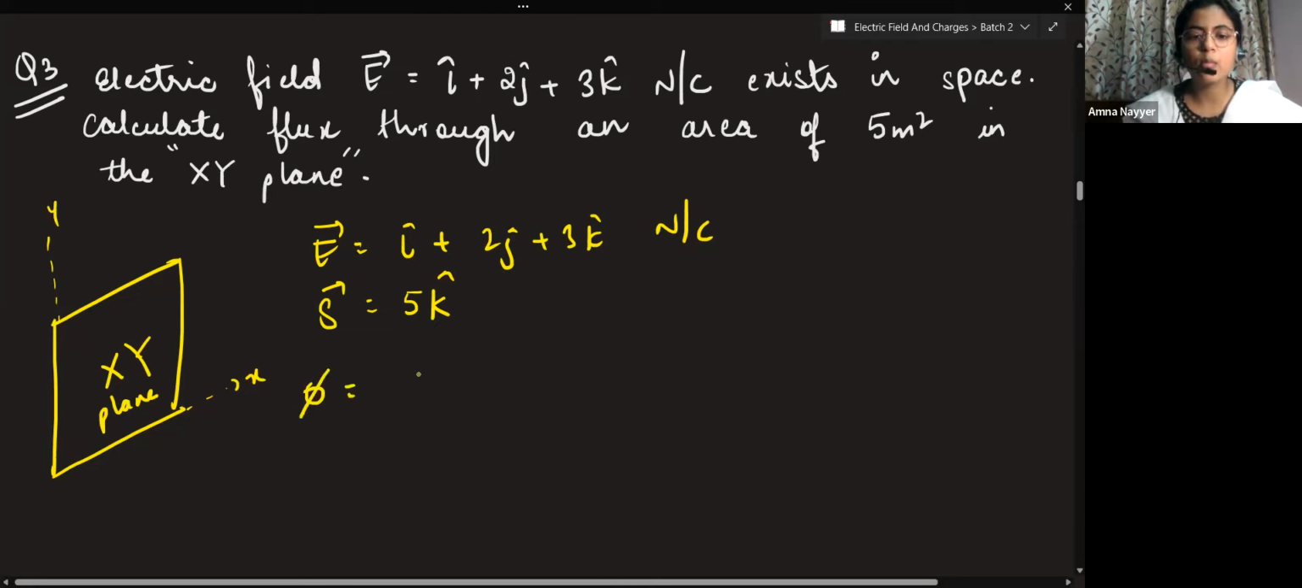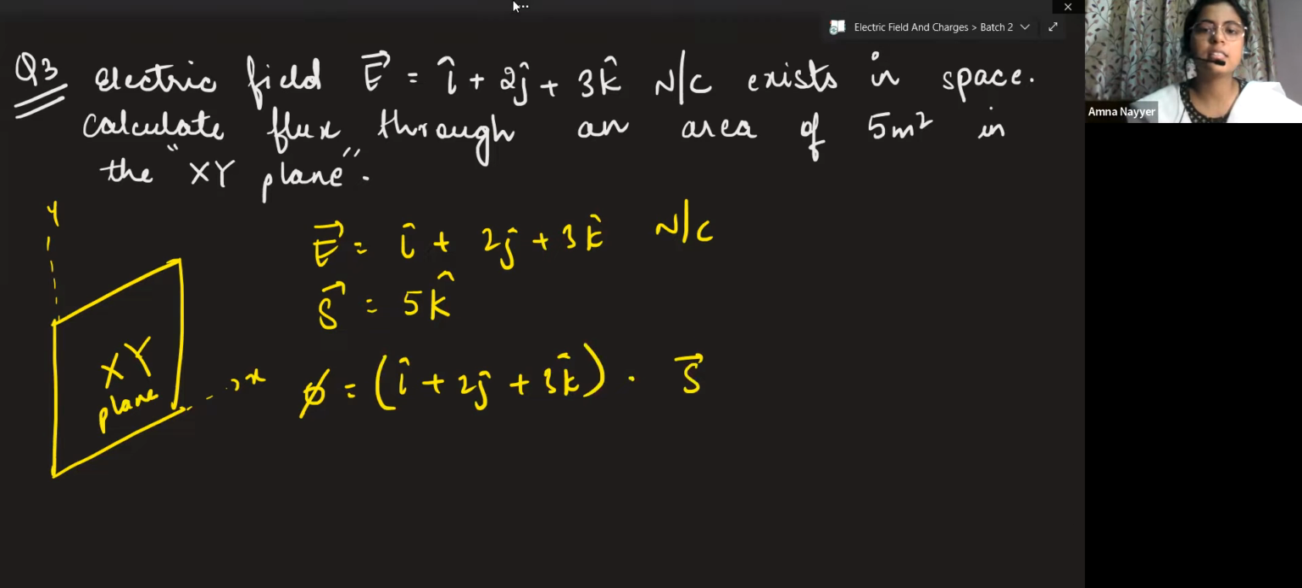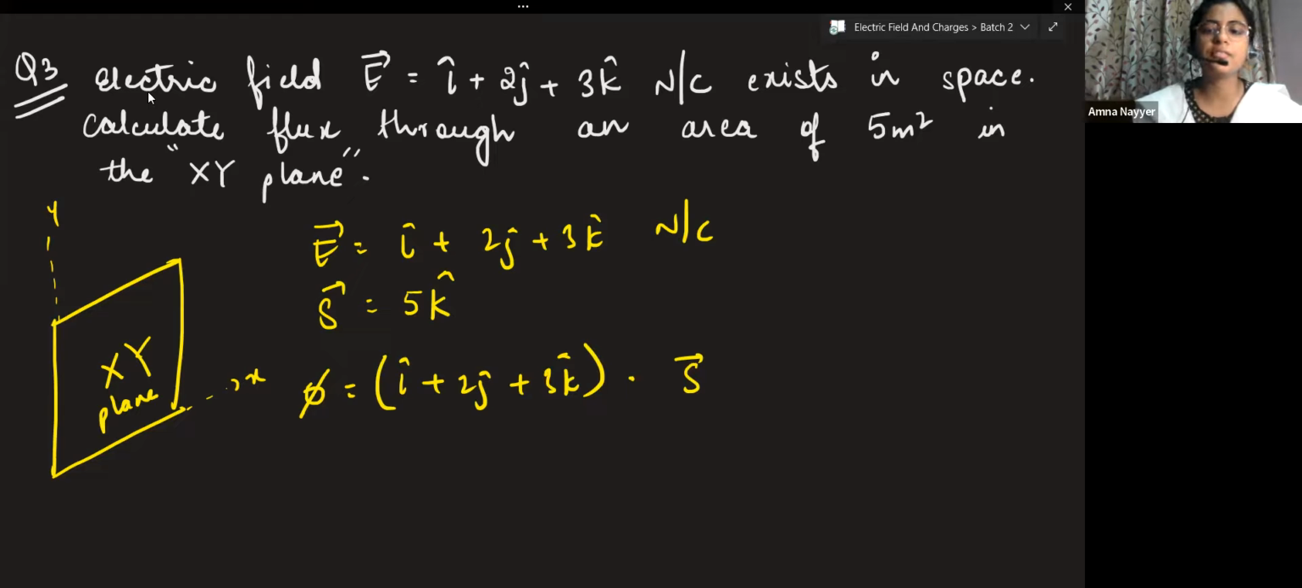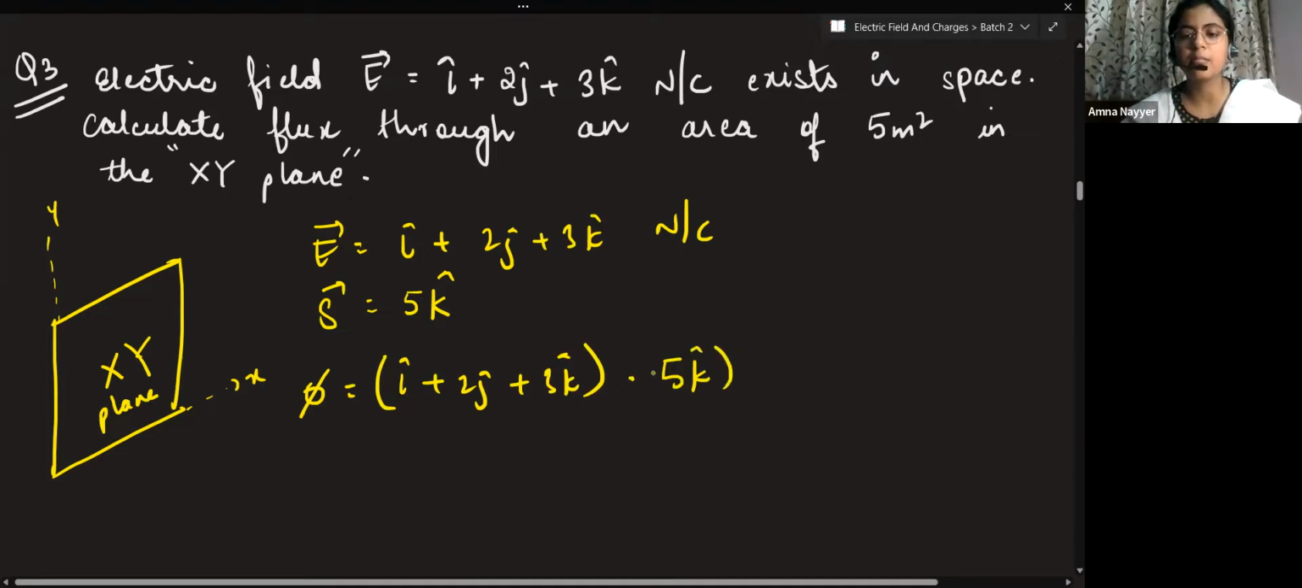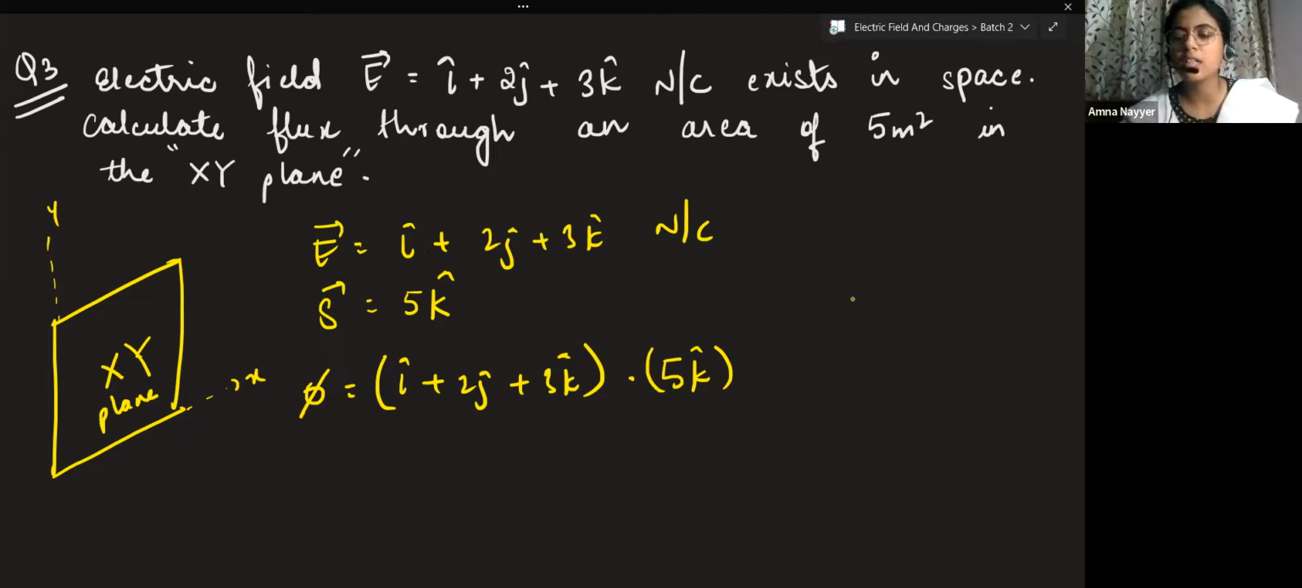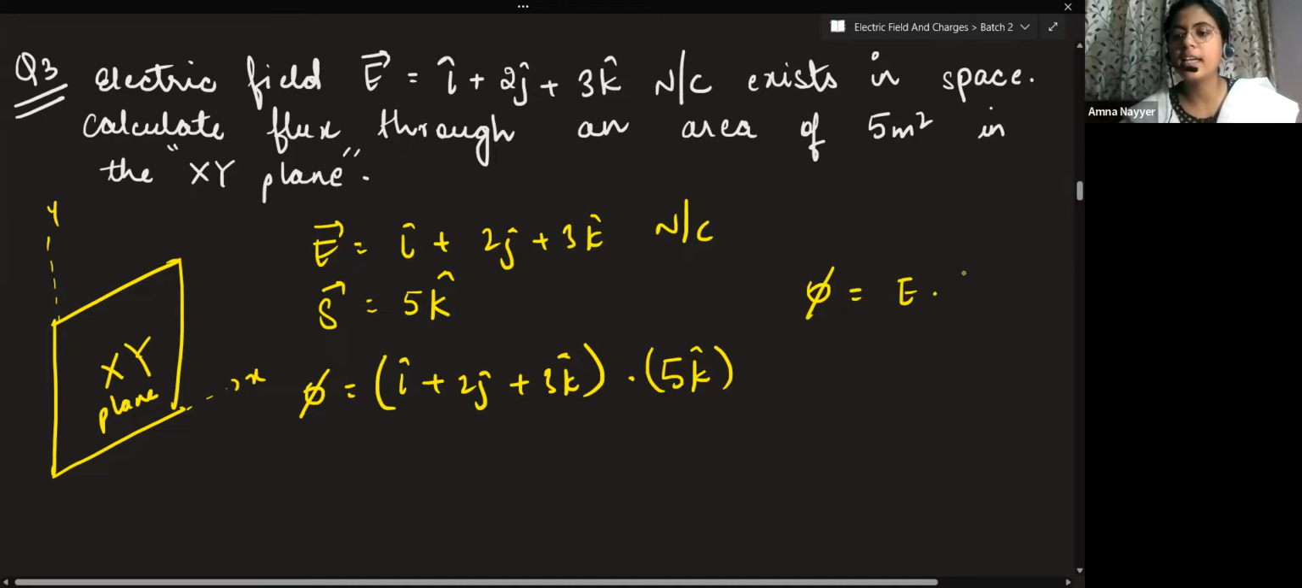Here we can calculate the flux the way we have been calculating. I cap plus J cap plus 3K cap, this is your electric field. S is 5K cap. The formula of flux is E dot S, or E dot A, whatever is comfortable to you.